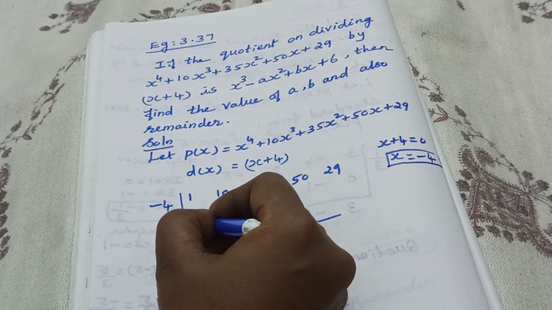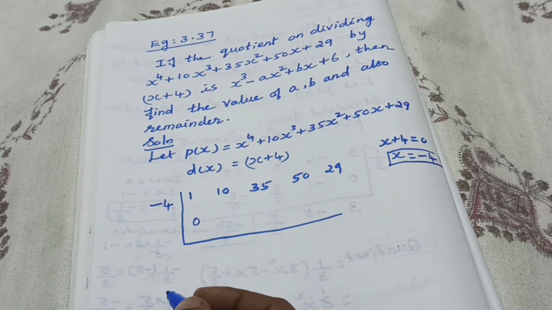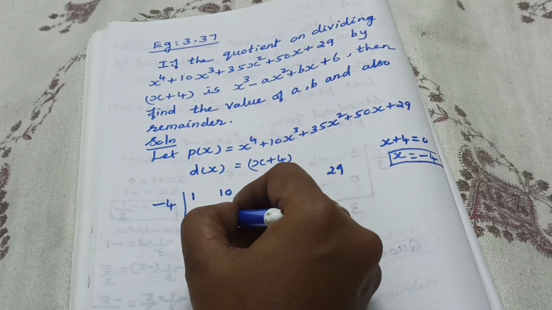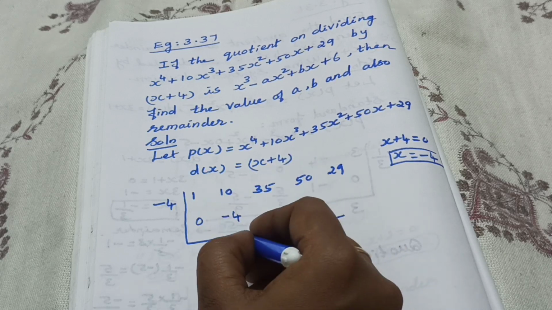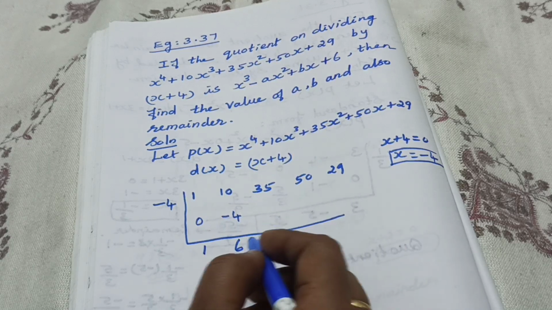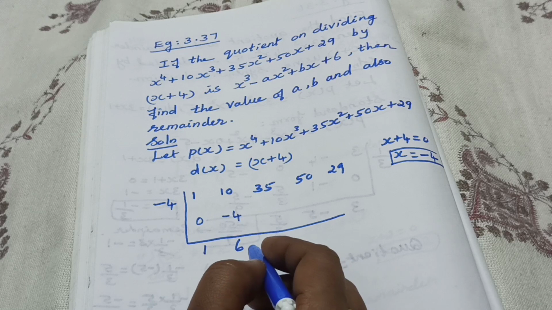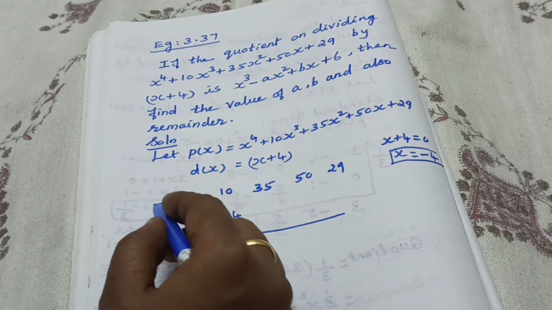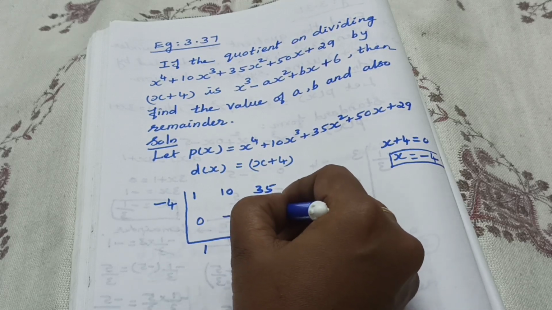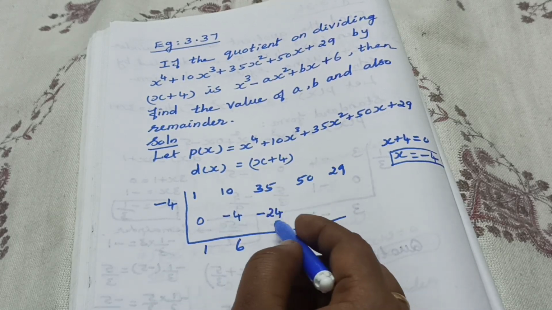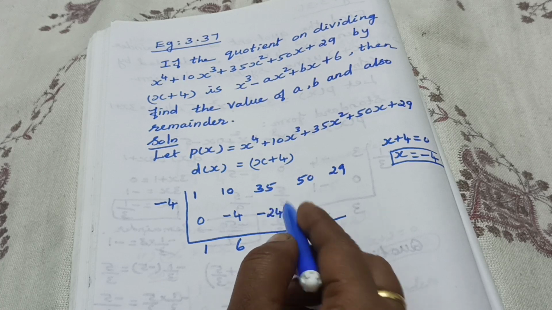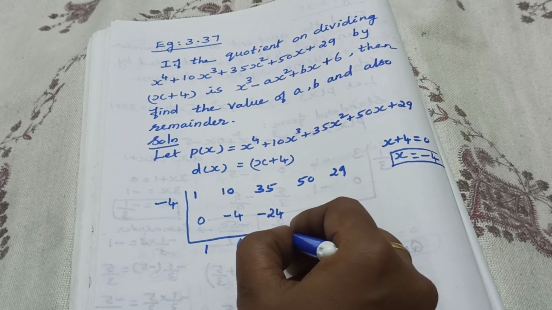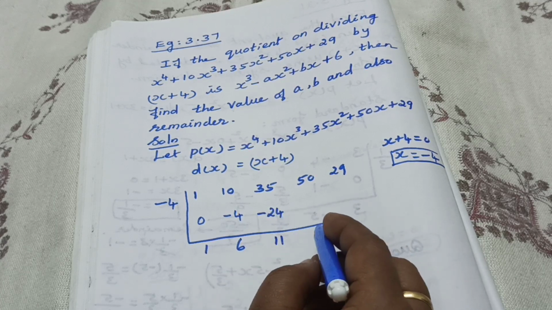First term, write 1 downward. Add this to the next: 1 and 0 is 1. 1 into minus 4 is minus 4. Add this to 6. 6 fours are 24, but here minus is there, so minus 24. Adding these, big number minus small number, take the big number's sign. That means here we will get 11, big number positive, so 11.